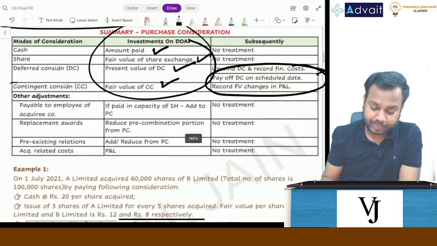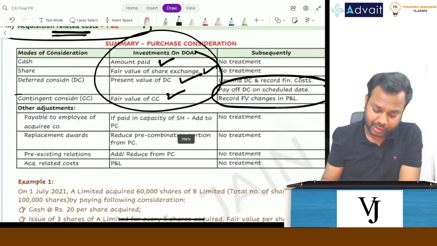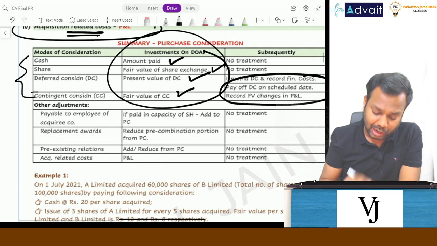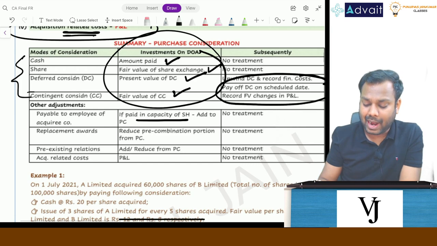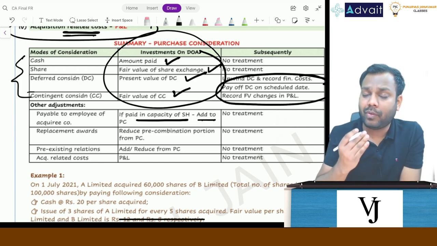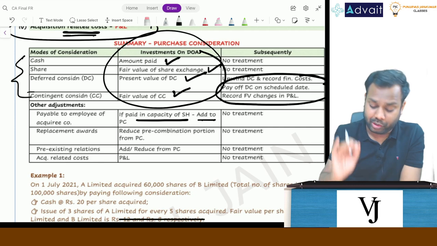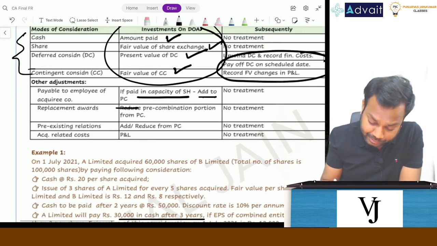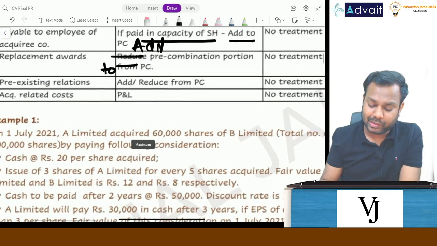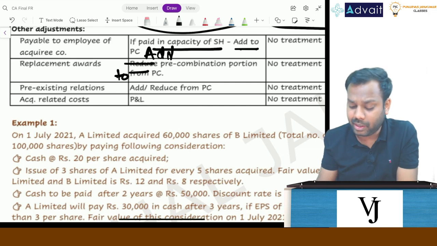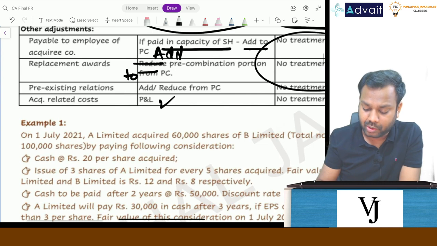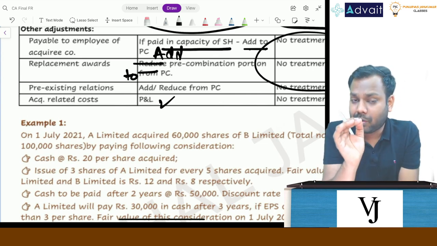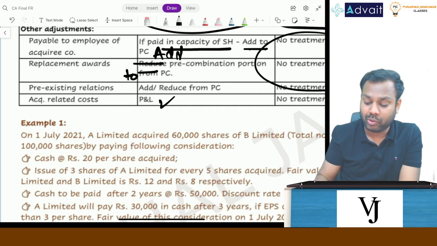Let's understand the crux of it. The different modes of consideration we have discussed. Other adjustments payable to the employees of the acquiring company, if paid in the capacity of shareholders, we will add to the purchase consideration. If paid in the capacity of continuing employment, we will not adjust it. Replacement awards, we will add to purchase consideration. Pre-existing relationships add or reduce from the purchase consideration as the case may be, but there is no subsequent treatment for these. Acquisition related costs have to be transferred to P&L, and no subsequent treatment for that.